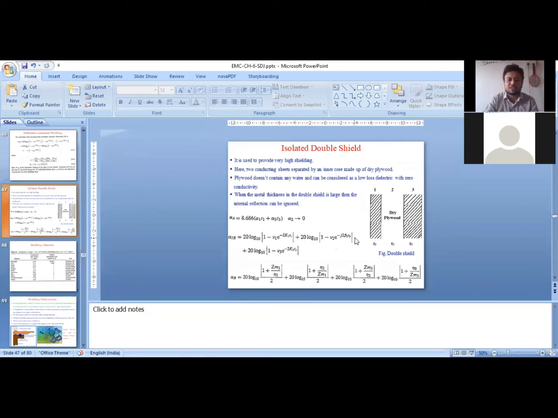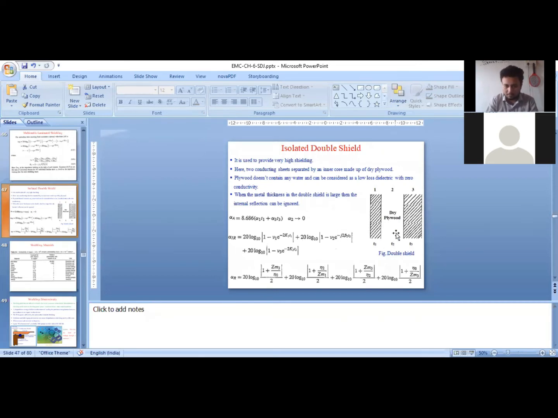And the internal reflection, again we can calculate using the same formula. We can extend it to 3 shielding barriers. So here you can see V1 is the reflection coefficient from the first interface, multiplied by e raised to minus 2 K1 T1, where K1 is alpha 1 plus j beta 1. Alpha 1 and beta 1 are the same for a conductor, that is under root of pi f mu sigma. T1 is the thickness of the sheet.